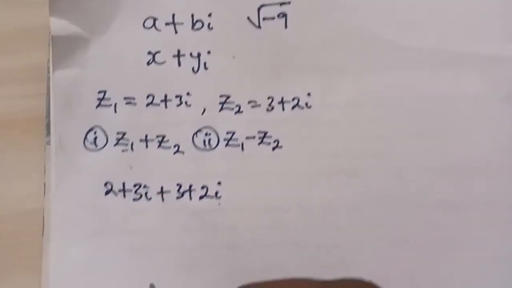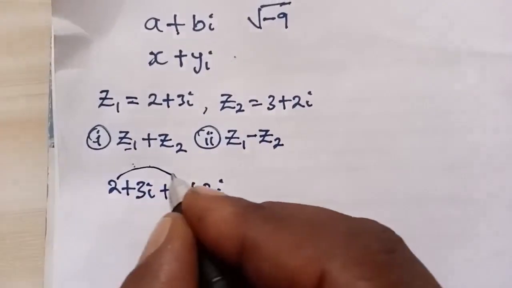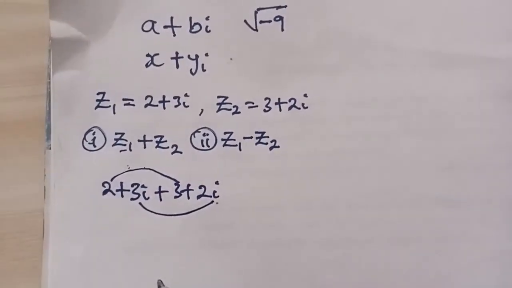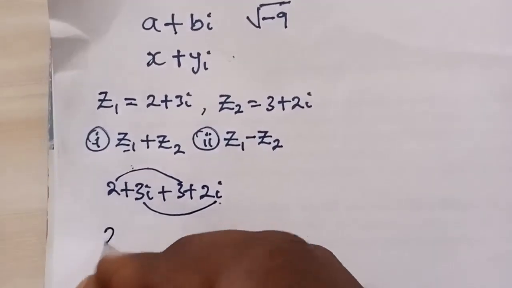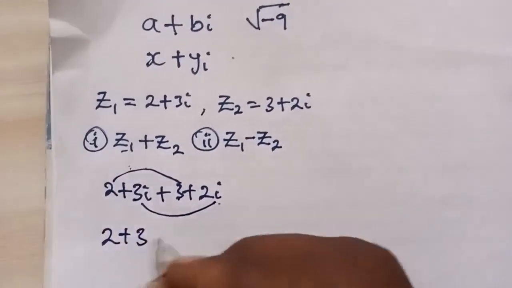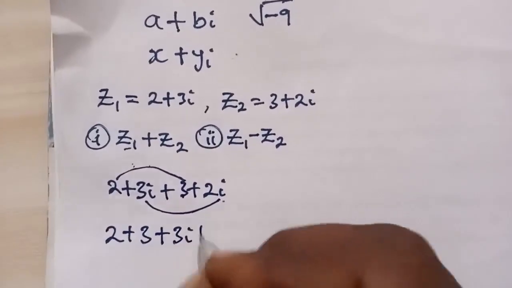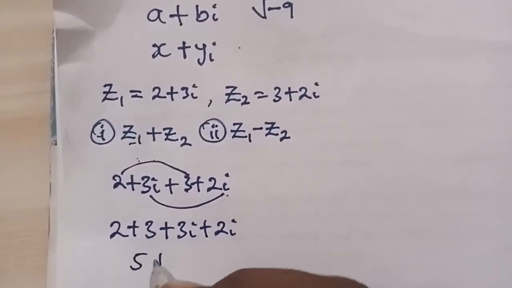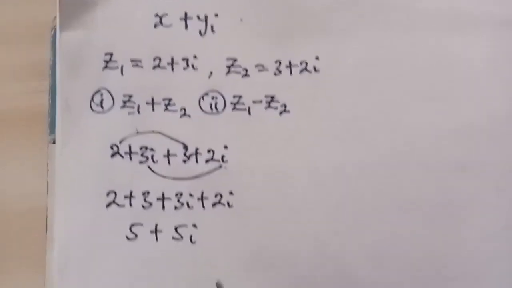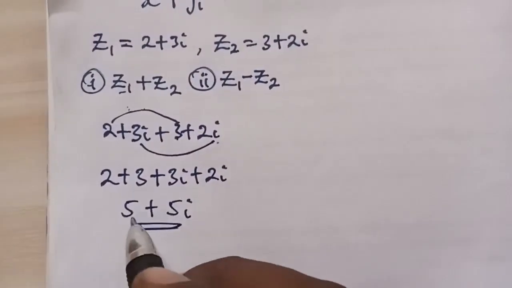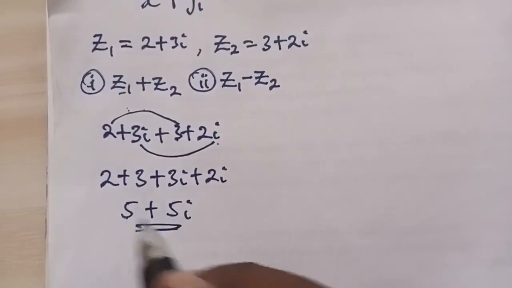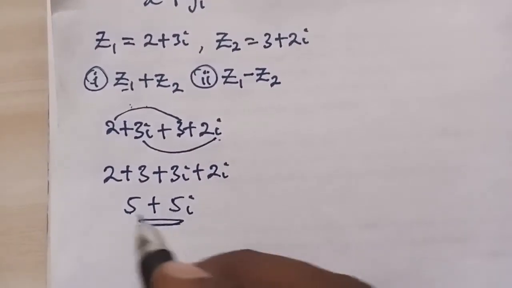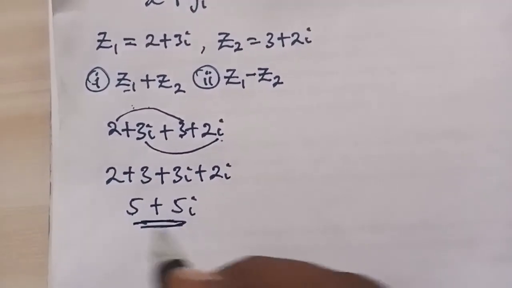The simple thing to do is to take real number to real, take imaginary to imaginary. We call it collection of like terms. So what you do is 2 plus 3, plus 3i plus 2i. So what you now have is 5 plus 5i. That's just this. Once you have arrived at a plus bi or x plus yi, I beg your pardon, then you know that you have already arrived at your final answer.